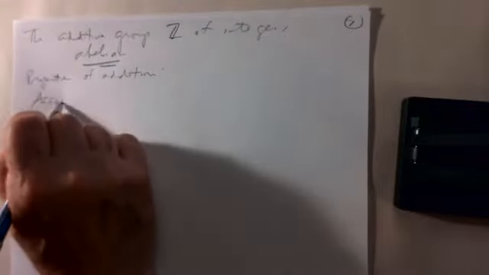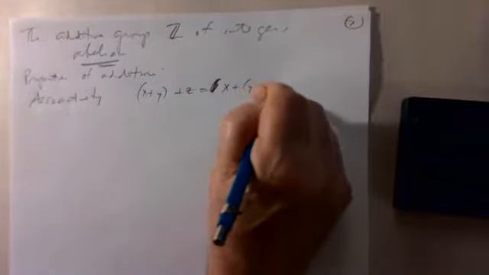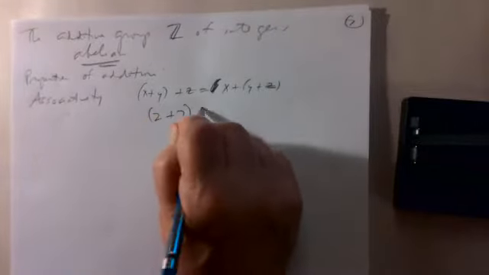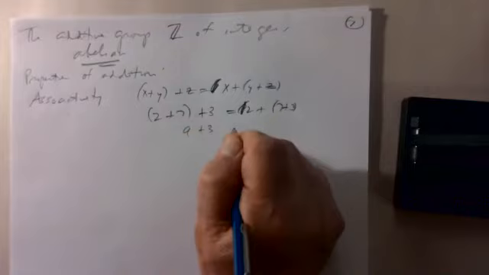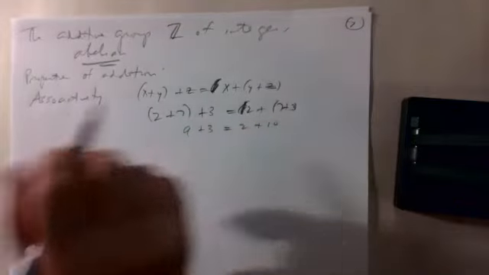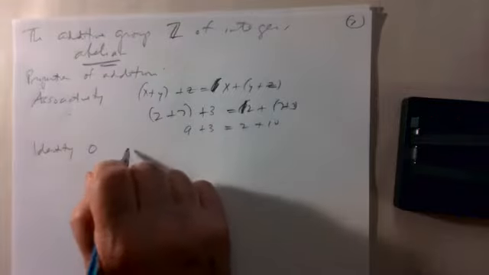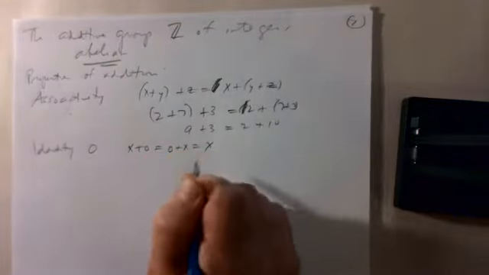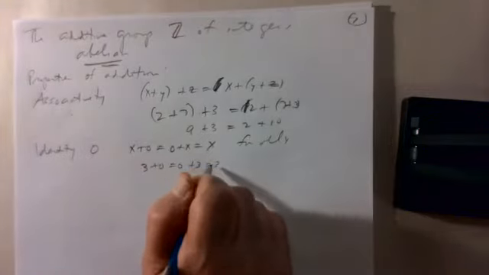And what are the properties of addition that you know without thinking that you know them? Associativity, right? If you have any three integers, x plus y plus z is x plus y plus z, right? 2 plus 7 plus 3 is the same as 2 plus 7 plus 3. You have an identity element, which is 0, right? x plus 0 and 0 plus x is equal to x for all x. 3 plus 0 and 0 plus 3 equals 3.